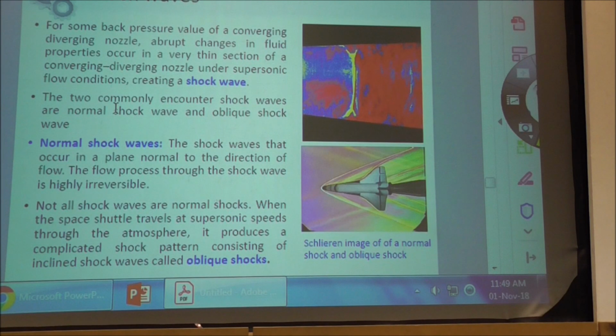Okay, so now for the normal shock wave, why do we call it normal? Because of the shape. It is normal to the flow of the gas inside the nozzle. Whereas oblique is the one that you see if you have an airplane. This is the oblique shock wave.